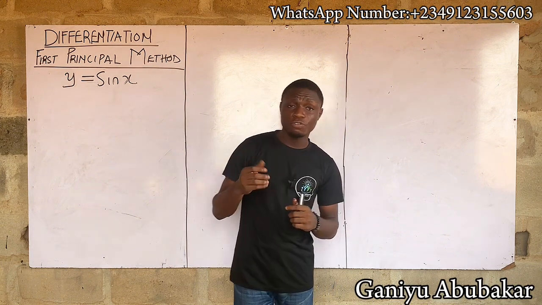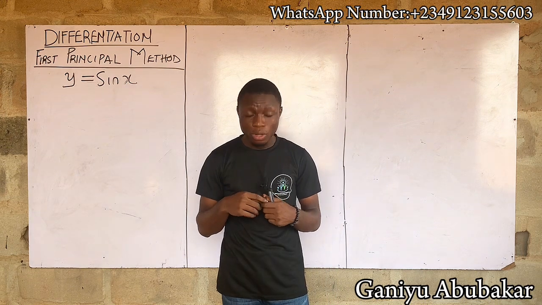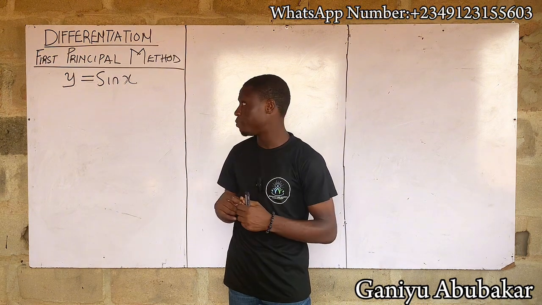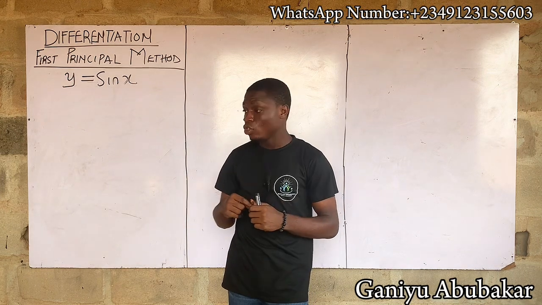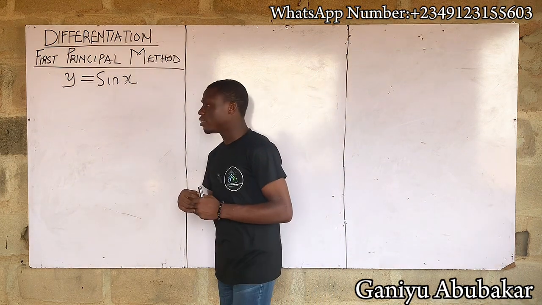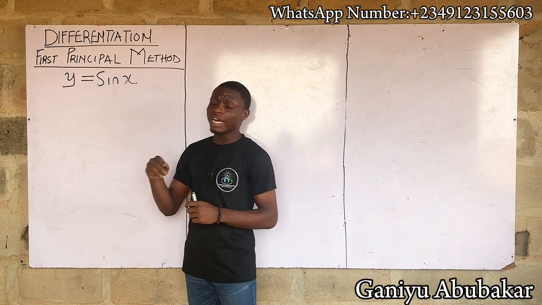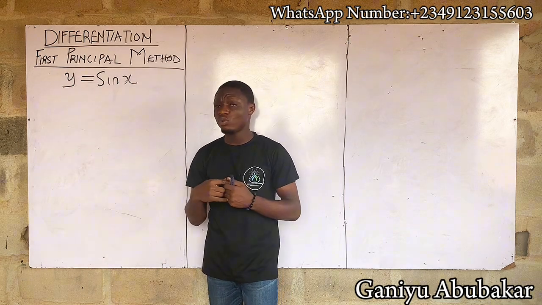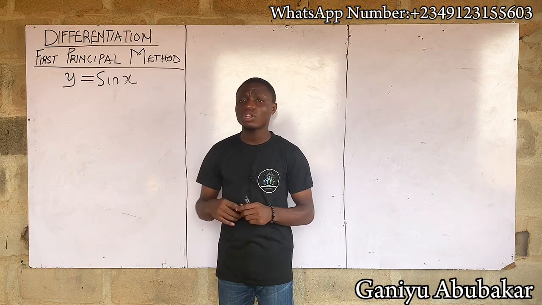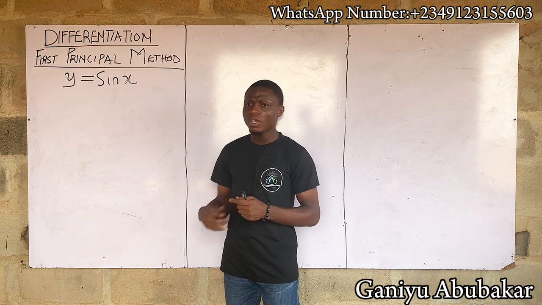We'll try to prove that the derivative of sine x is equal to cos x using first principle. So for this class, we'll try to prove that y is equal to sine x. What we know is that the derivative of sine x is cos x. How is it possible? We'll try to do this using the concept of first principle of differentiation. All right, let's get this done, please.